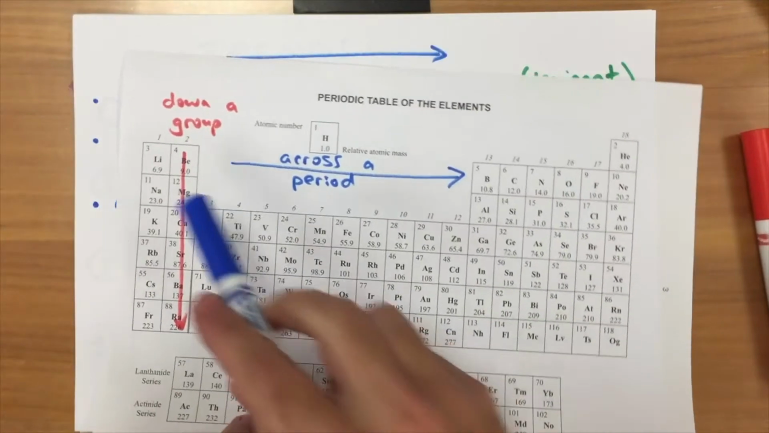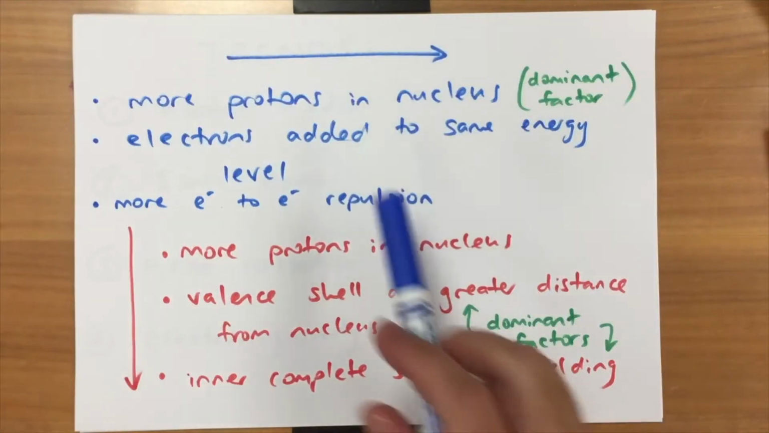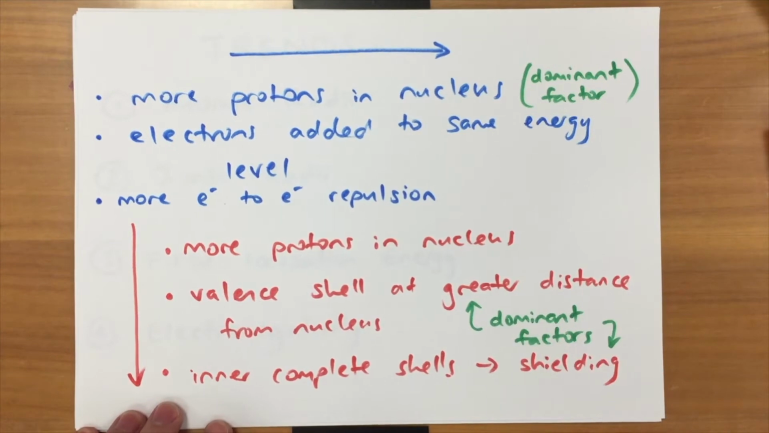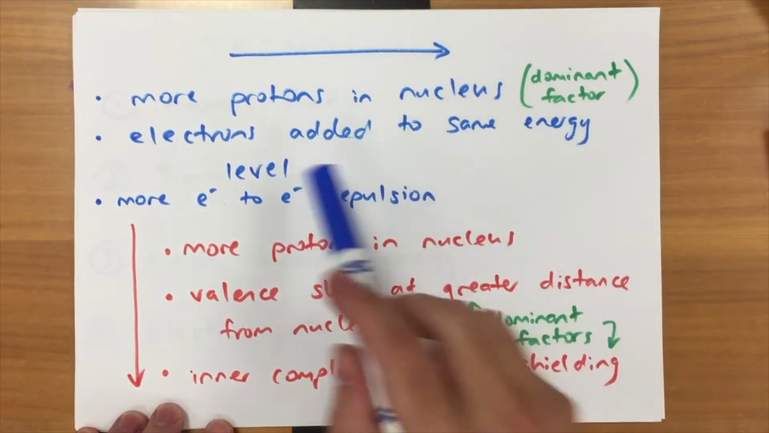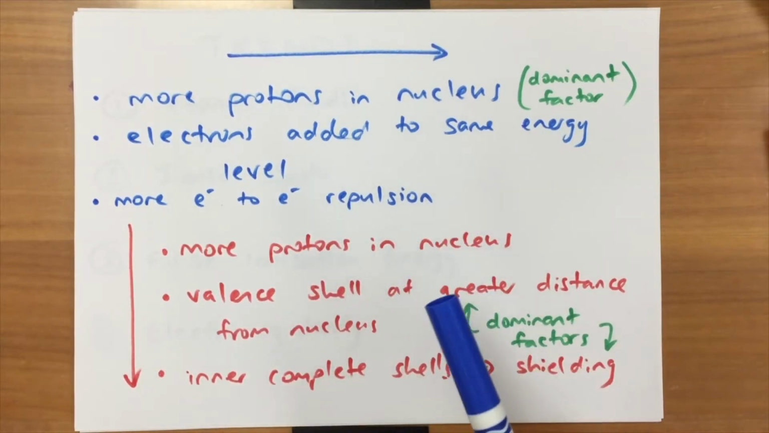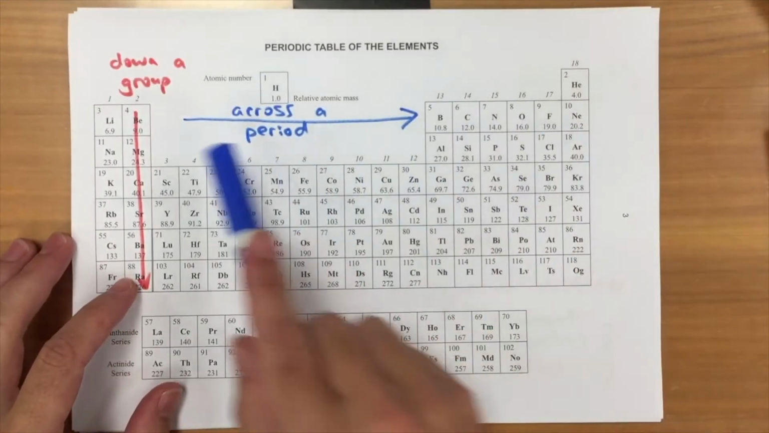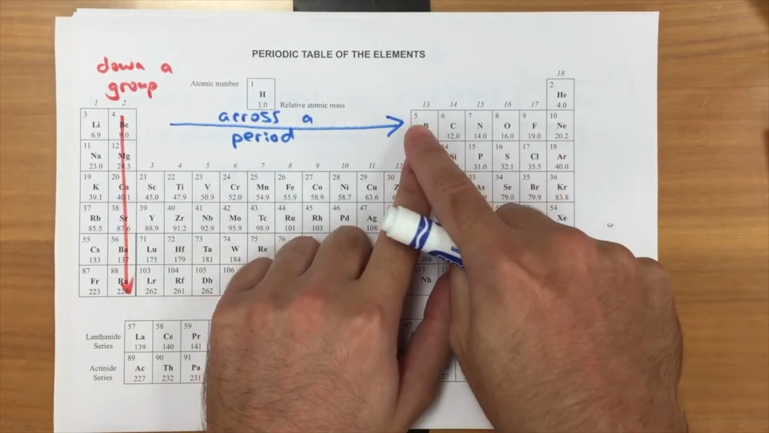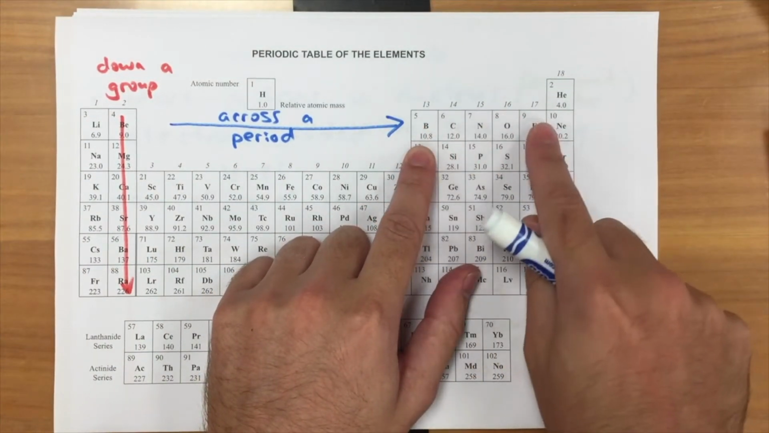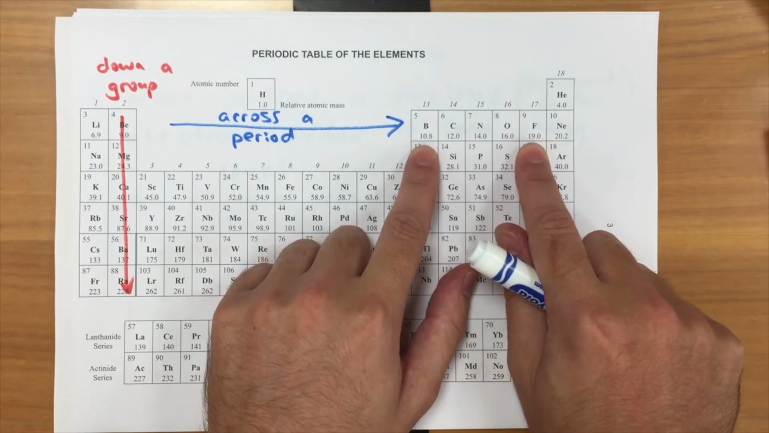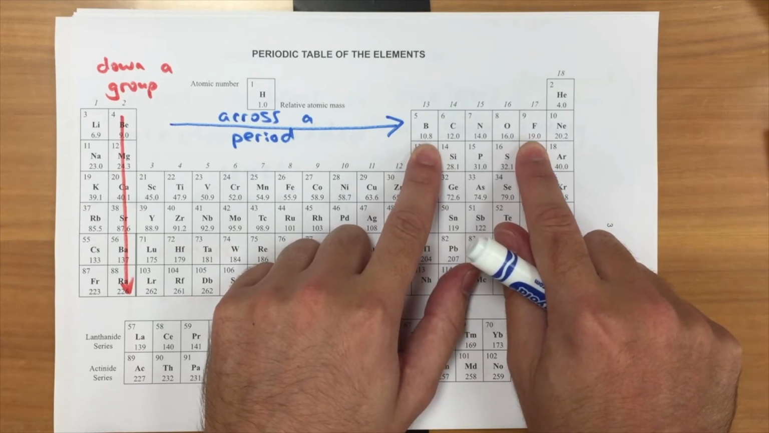So first of all, as we go across a period, we get more protons in the nucleus. The electrons are all added into the same energy level, which means there is more electron-to-electron repulsion. So let's have a bit of a look at that. As we go across a period, say from boron through to fluorine, the atomic number is increasing: 5, 6, 7, 8, 9. That means we're getting more protons in the nucleus. Therefore, we're getting a greater nuclear charge.